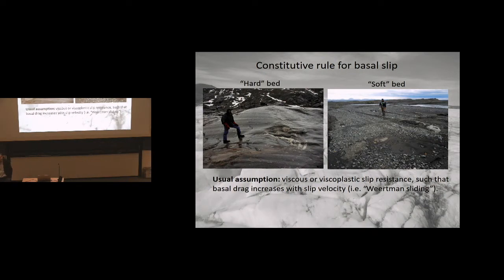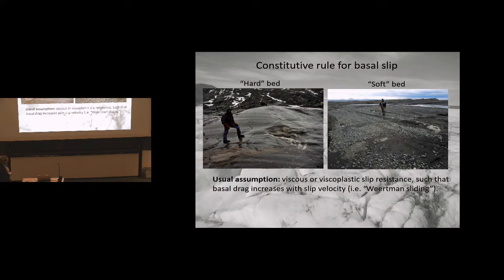So I want to talk a little bit about the different kinds of bed conditions. This is the glaciological shorthand that's used. Often glaciers, particularly in alpine regions, will rest on rock, irregular rock. That's called a hard bed. And sometimes glaciers are resting on some sort of water-saturated sediment, which is most commonly till. Till is just poorly sorted sediment that melts out directly from glacier ice.